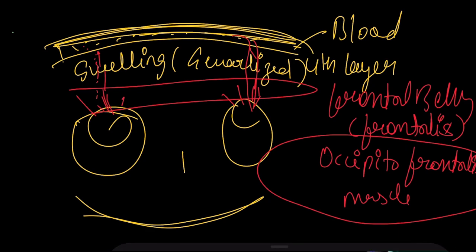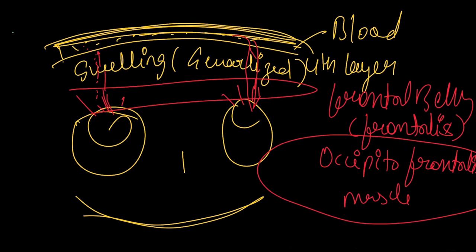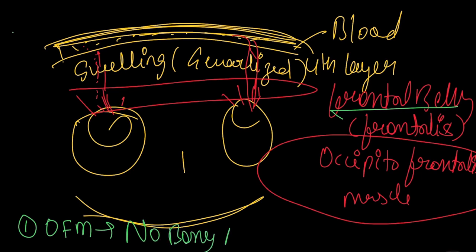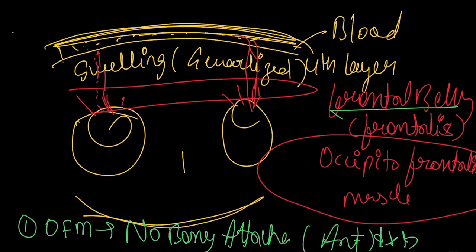So the points to remember over here is very simple. First is in our frontal valley we have occipitofrontalis muscle which has no bony attachment, basically anteriorly. Do not forget this point, it is very important because occipitofrontalis muscle has attachment posteriorly but there is no bony attachment anteriorly, so do not forget this thing. And since it has no bony attachment frontally, so it results in the black eye.